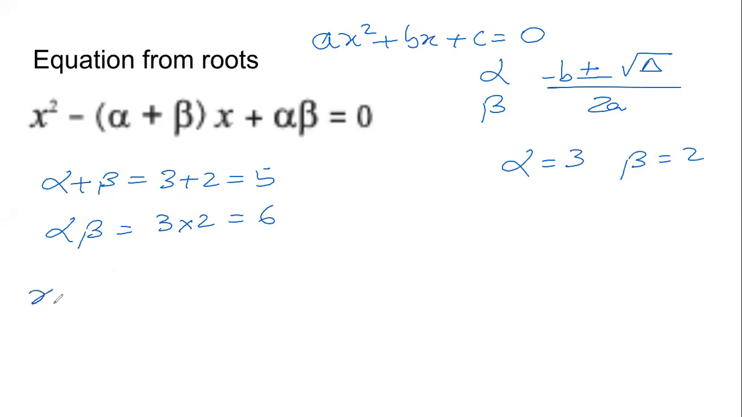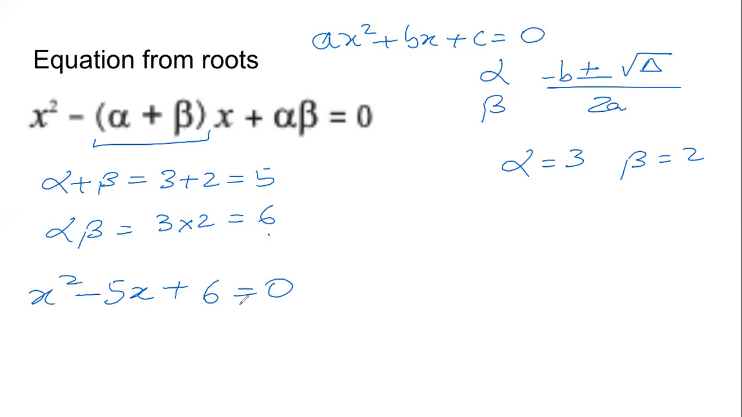equation as x square minus. Now we have to write alpha plus beta here. Alpha plus beta is 5x plus 6 equals to 0.